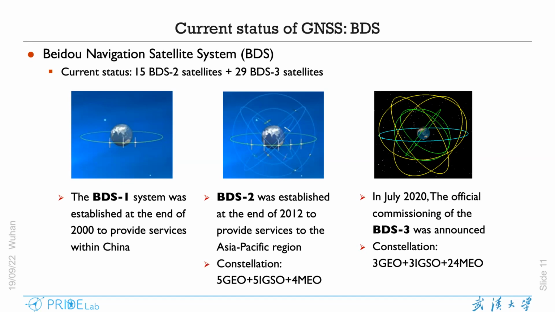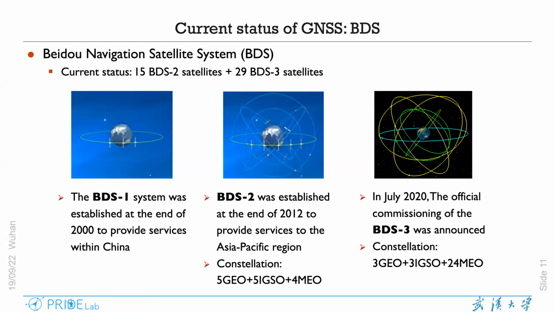The BDS2 was established before the end of 2012 to provide services over the Asia Pacific region. This is similar to GPS, and it can broadcast electromagnetic waves, and the users can use the signals from 5 GEO, 5 IGSO and 4 MEO satellites to do high precision positioning in Asia Pacific areas.